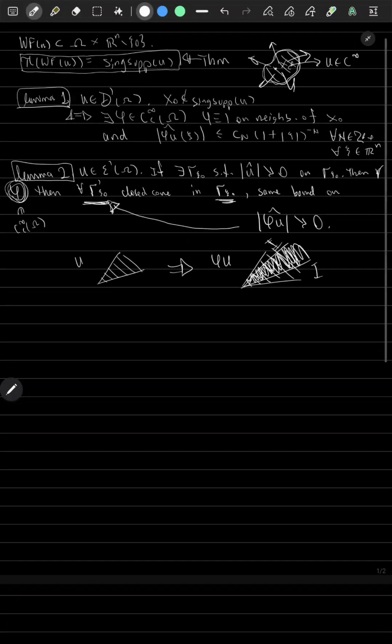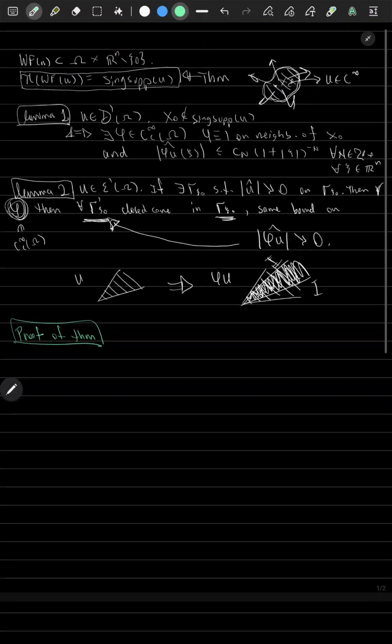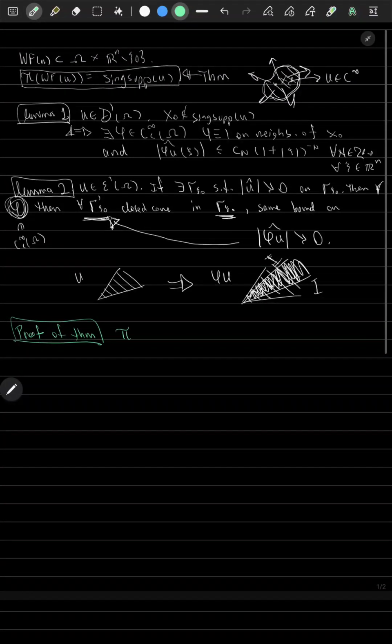Okay, so this is lemma 2. And now we can get to proving the theorem. So, proof of the theorem, that the projection of the wavefront set is equal to the singular support. Let's just rewrite the theorem. The projection of the wavefront set of u, where u is a distribution on omega, is the singular support of u.